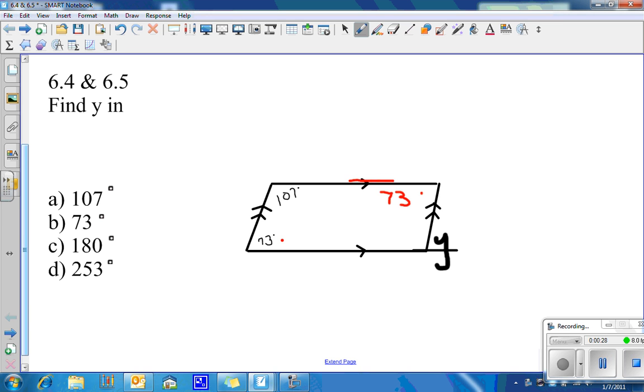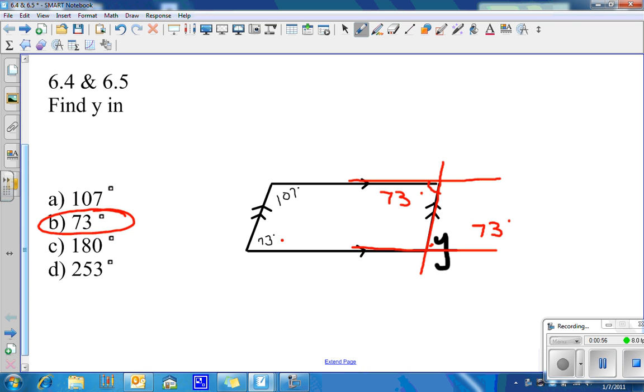And if I extended this out and treated it like parallel lines and a transversal, what do we know about these two angles? Remember? What are these called? Alternate interior angles. And what do we know about alternate interior angles? Right, they're congruent. So y would equal 73 degrees.